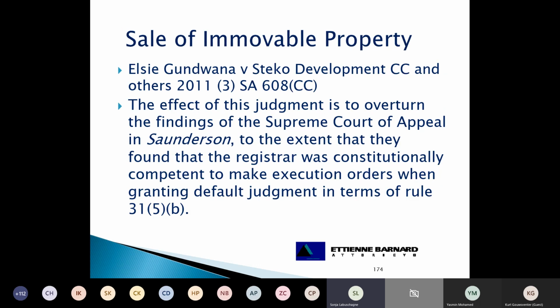Gelyke Kanse then confirmed Saunderson, because Saunderson said that if the bank wants to bring a sale in execution, they can do that without bringing an application. The court said no, everybody must bring an application to court to be able to sell your immovable property. They have kept the requirement in Saunderson that you need to give notice to the defendant with regard to Section 26 of the Constitution. But everybody, irrespective of whether it's the bank or a private person, must bring an application, so the court has oversight as to the sale in execution of immovables.